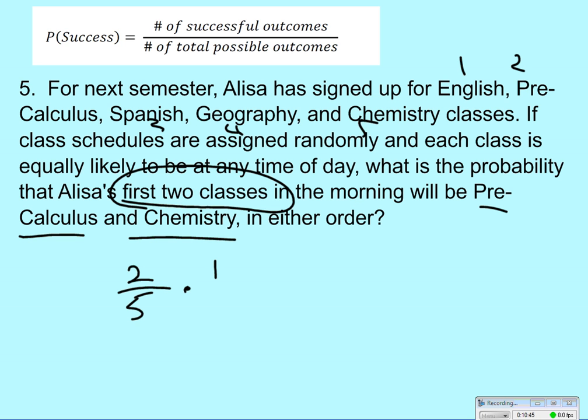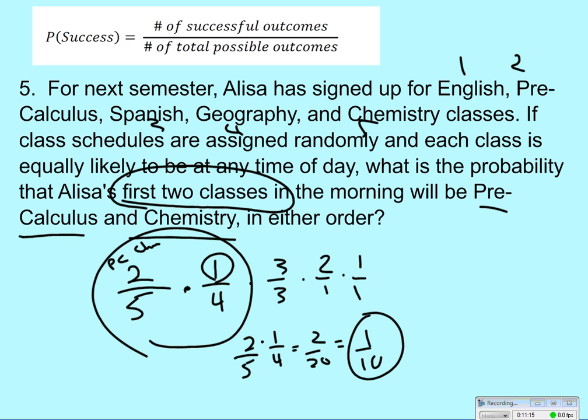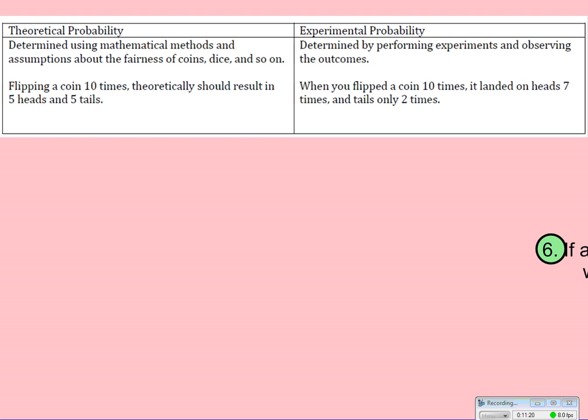For second hour, I've got 1 out of 4 choices. After that, I don't care. 3 out of 3, 2 out of 2, 1 out of 1. This is what I'm after. There's a very small chance of probability I'm going to do that, because this can be pre-calc or chem, and this has got to be the other one. So now if I multiply this, 2/5 times 1/4 is 2 over 20, so that's 1/10. That's the probability I get pre-calc and chemistry first and second hour in either order.